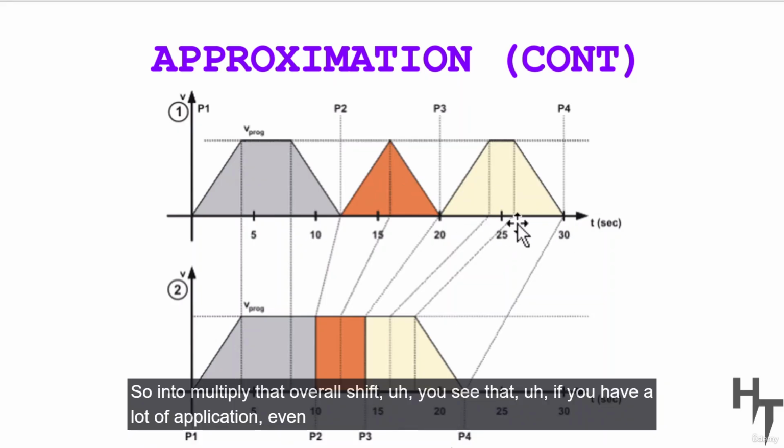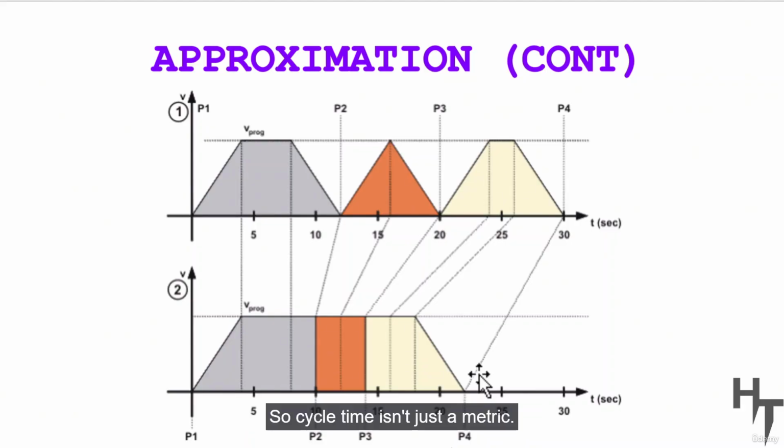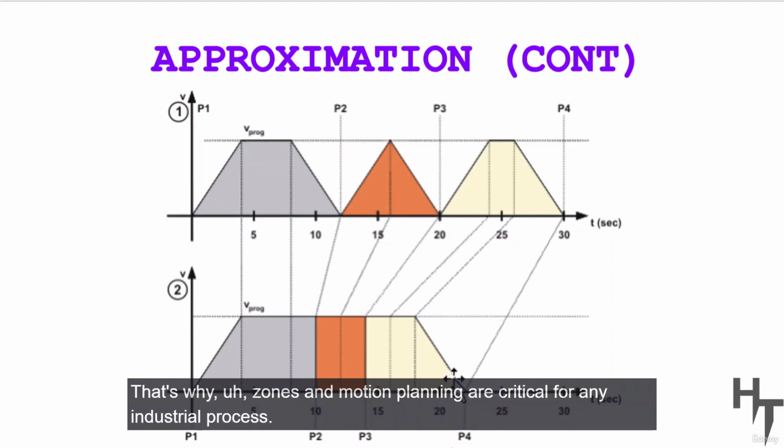Multiply that over a whole shift, and you see that if you have a lot of applications, even a 5 second reduction in one type of application, maybe you have this type of application in all your programs, could increase profits. So cycle time isn't just a metric; it's your lifeline. That's why zones and motion planning are critical for any industrial process.